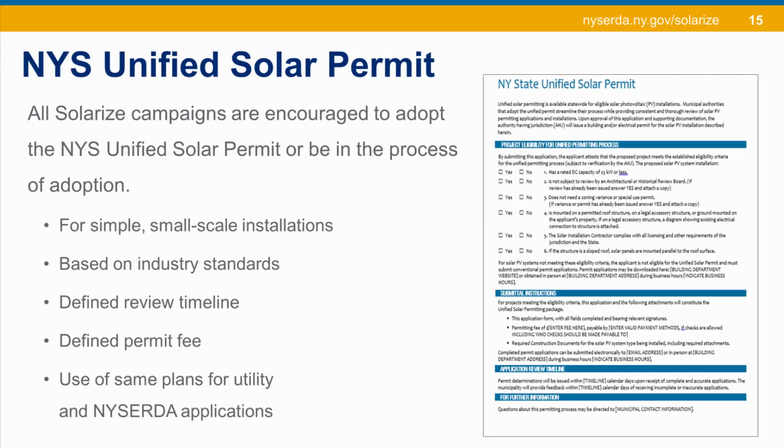The New York State Solar Permit is the standardized permit application designed to streamline the approval process for installing solar in the community. It has been adopted by many communities around the state. All Solarize campaigns are encouraged to adopt the New York State Unified Solar Permit or be in the process of adoption. Adoption of the Unified Solar Permit is necessary for Clean Energy Communities designation.